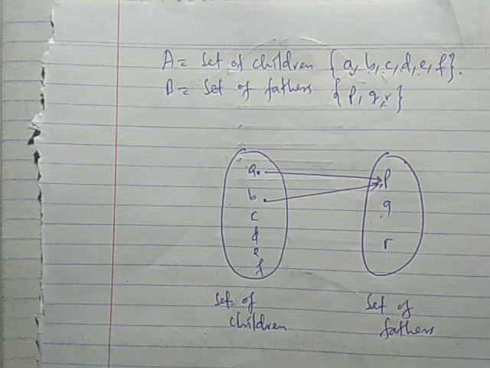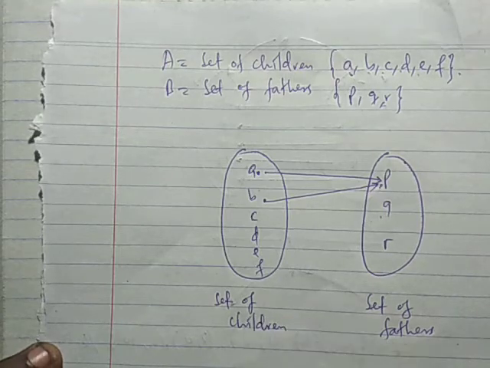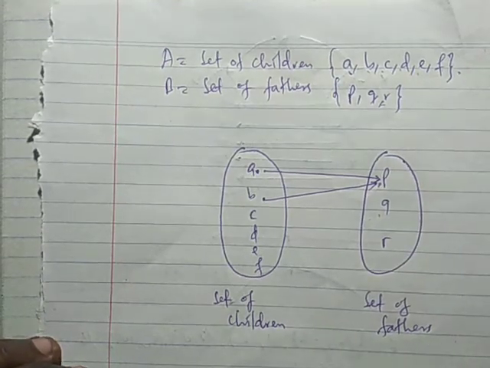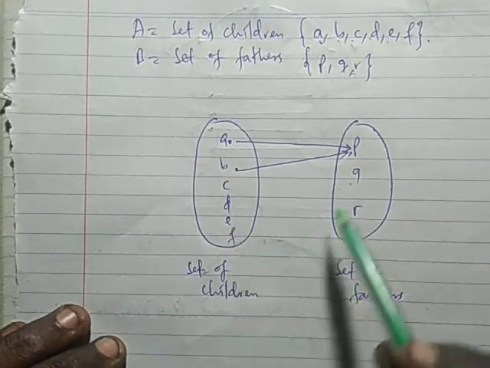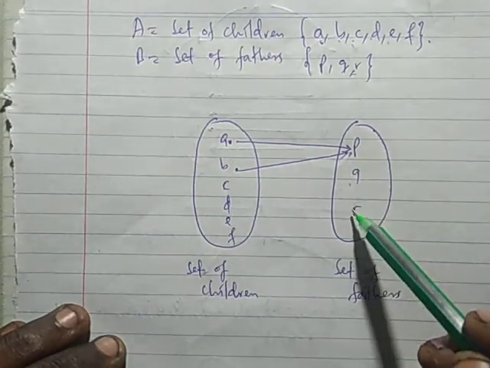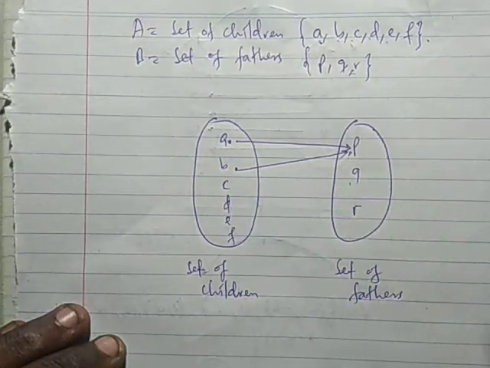So we were discussing pictorial presentation, and then I got the problem here, so the session ended there. So let me continue: kuna set of children and set of fathers. Kwa hiyo set of children A, B, C, D, E, F, set of fathers P, Q, R. Kwa hiyo kuna watoto 1, 2, 3, 4, 5, 6, lakini tuna baba watatu.